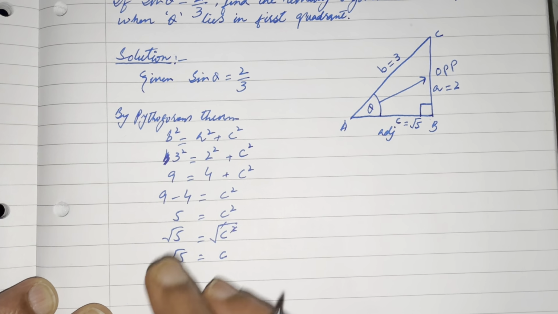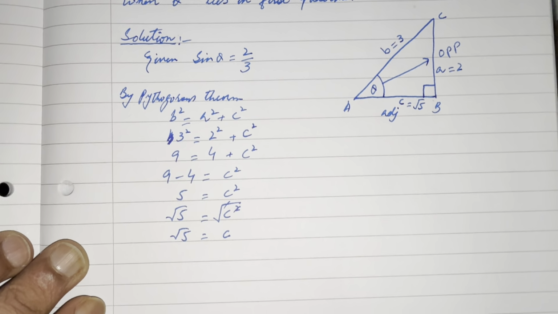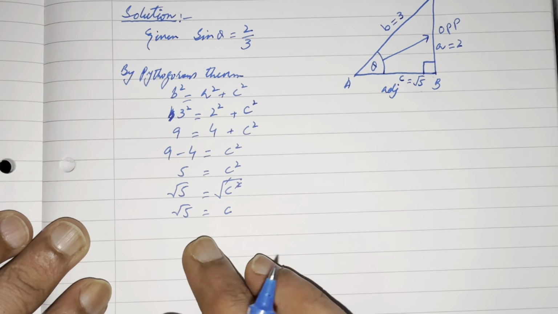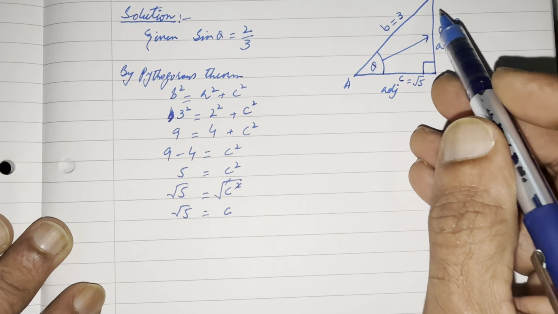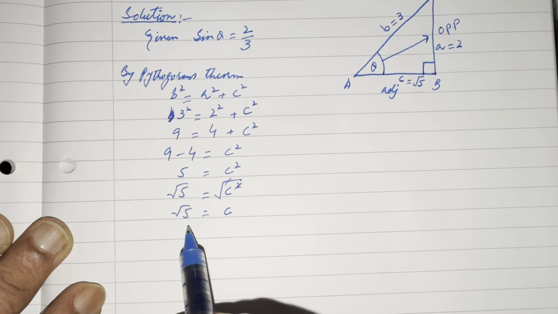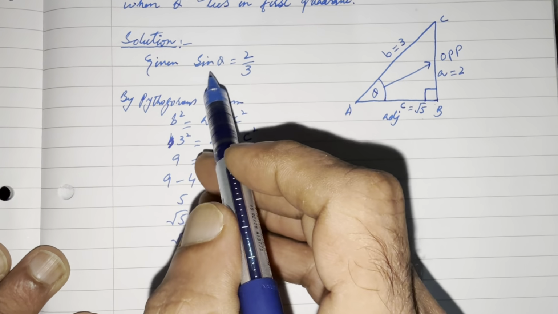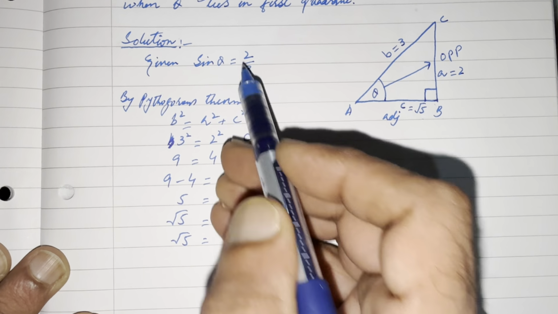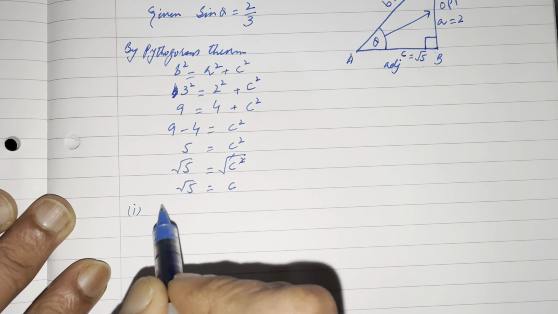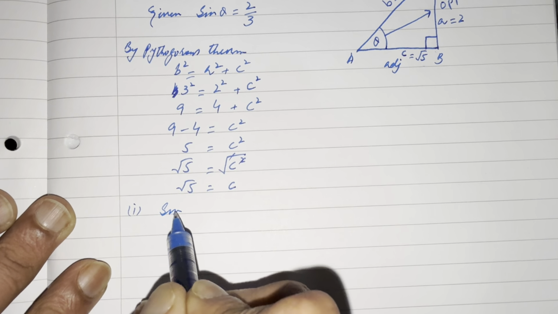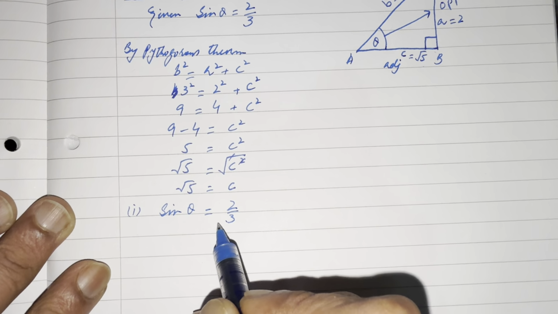Now we can easily find the rest of the trigonometric ratios with the help of this figure, because now we know all the sides of the right angle triangle. As the ratio given in the statement, sine theta is equal to 2/3, so the first ratio, sine theta, is equal to 2/3.